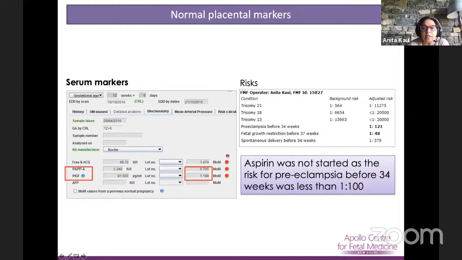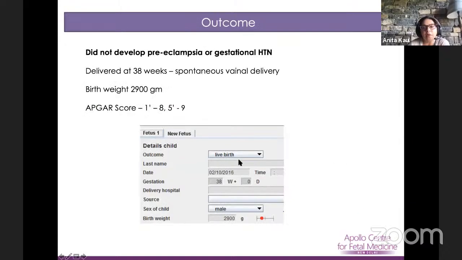So as you understand very clearly, we talk about numbers. We do not talk about high risk, low risk for preeclampsia. And so we did not start her with aspirin, and she continued to deliver at 38 weeks with a reasonably good size baby, 2.9.